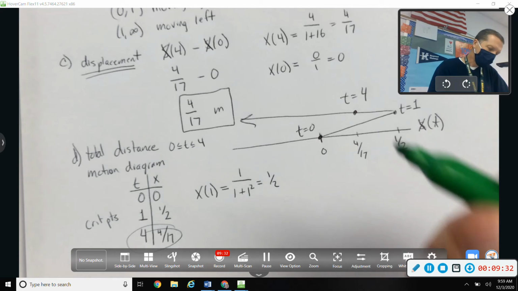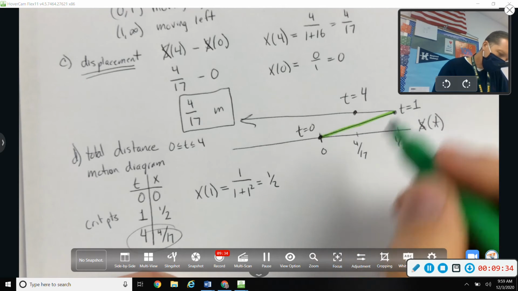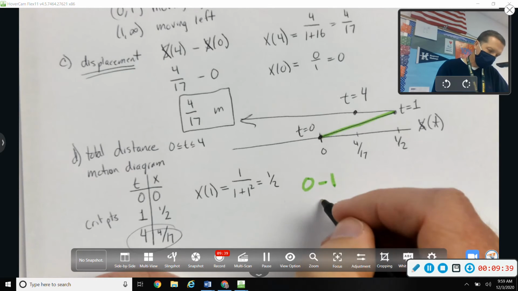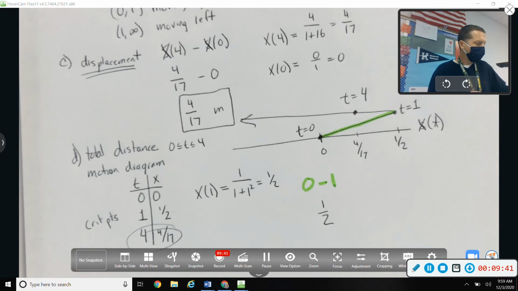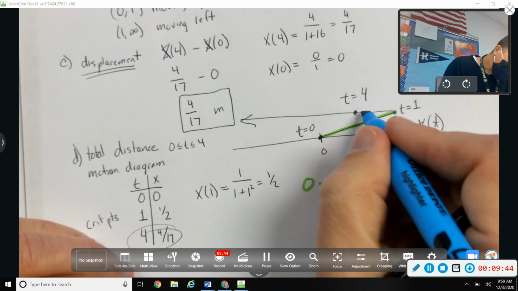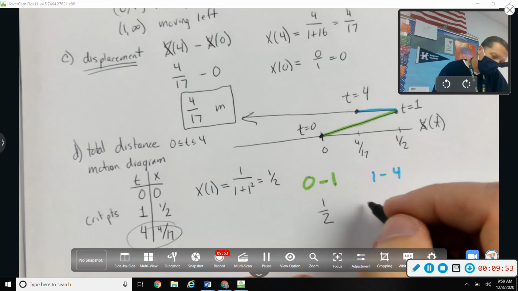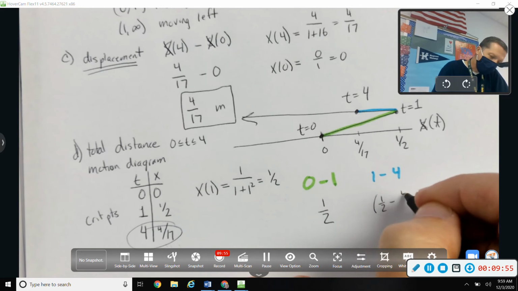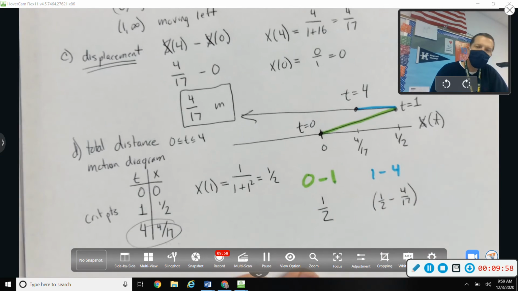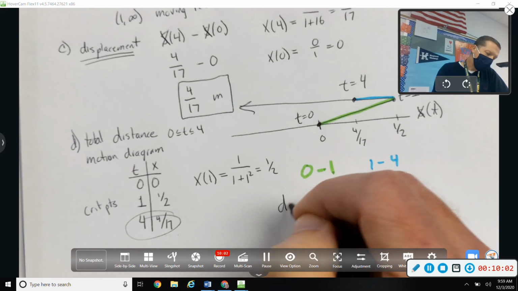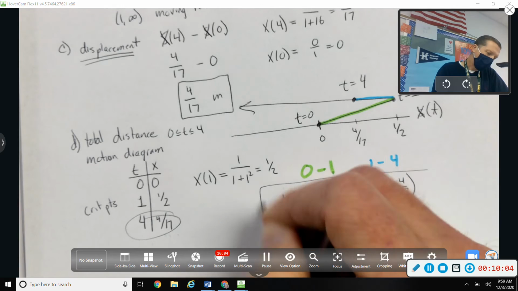So total distance would be, we need to figure out how far we went from 0 to 1. Well, that's an easy one. And we need to know how far we went from 1 to 4. That one's a little bit harder, but it's 1/2 minus 4/17. And so our total distance is the two put together.